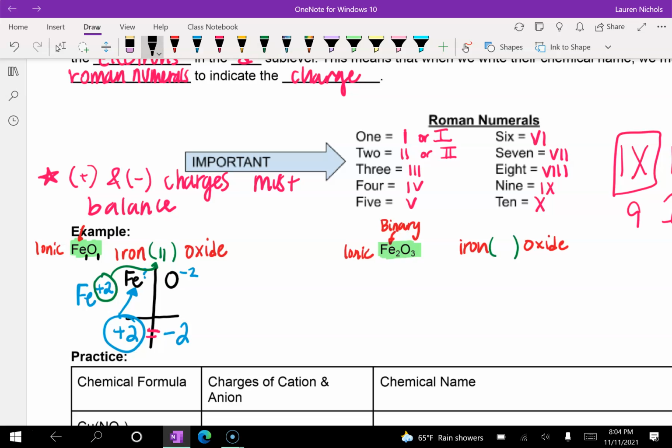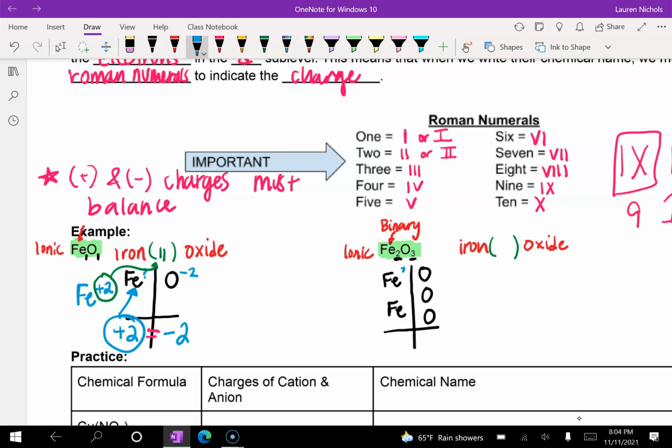Now, if we look at our second example, Fe2O3, we see that it's a different formula. So we know that this iron is going to have a different charge. So we set up our chart again. This time I see that I have two irons, so I'm going to write Fe two times. And I see that I have three oxygens, so I'm going to put oxygen three times.